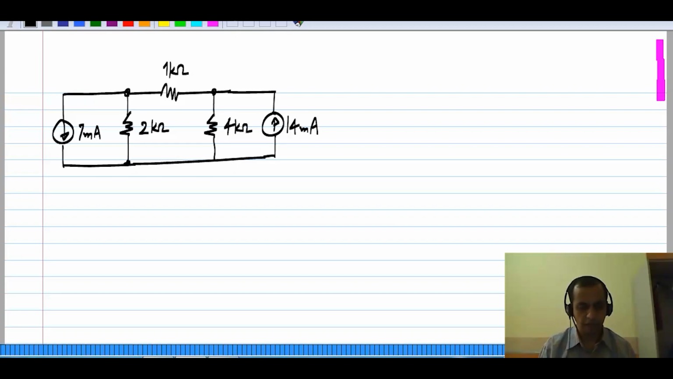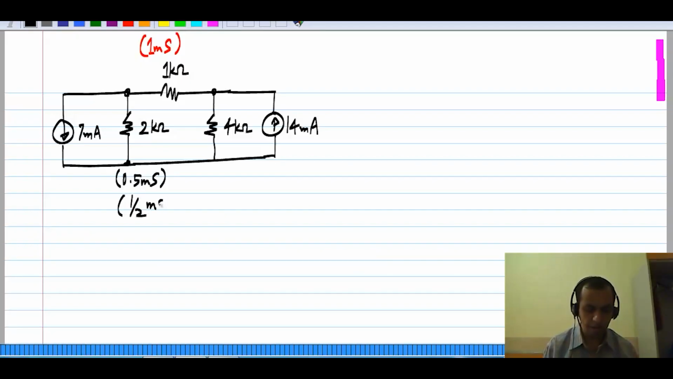So first of all, for nodal analysis, it is more convenient to take the conductance values than resistance values. So this 1 kilo ohm resistor corresponds to a conductance of 1 millisiemens. Okay, and this 2 kilo ohm resistor is half a millisiemen or 1 by 2 millisiemens, and this 4 kilo ohm is 0.25 millisiemens or 1/4 of a millisiemen.